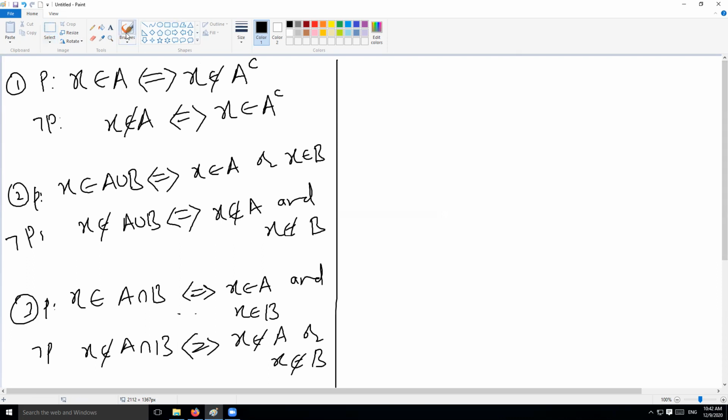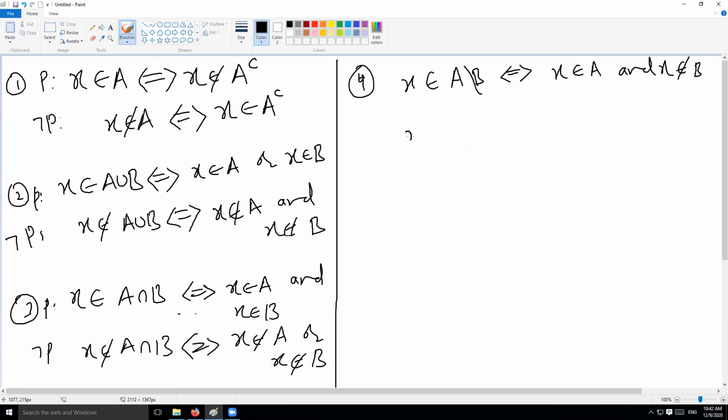Okay, then how about if I say the fourth one, what is the meaning of X belongs to A minus B? So this is true if and only if X is in A and X is in not B. Okay, so X is in A, but X is not in B.